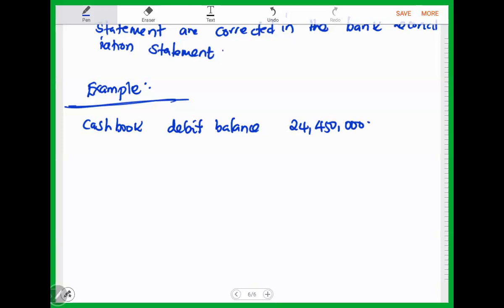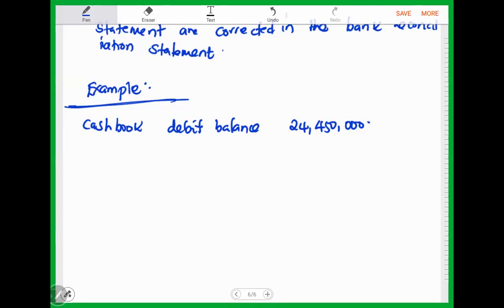Which check is that? Unpresented check. They are saying that checks amounting to 5 million paid to the suppliers had been entered in the cash book, but had not yet been presented in the bank for payment. So that is unpresented. And we said when we start with the cash book balance, we shall go ahead in the reconciliation and add back that.